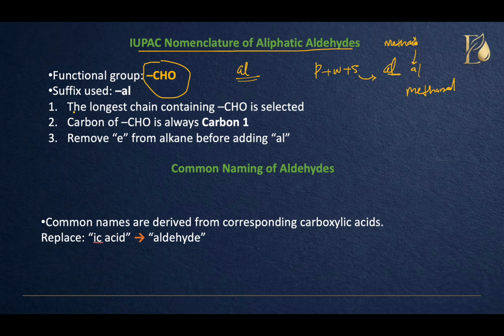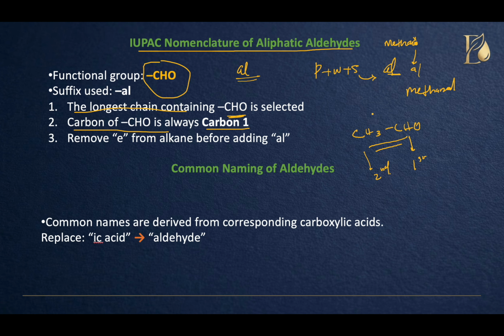The first thing that you have to do is select the longest chain containing the CHO group. That is the thing that you have to do in any type of organic compound while naming. First you have to select the parent chain. Then the second thing is that the carbon of CHO is always carbon 1. For example, we can write a simple aldehyde, CH3CHO. Here this CHO carbon atom is the first carbon atom, then this is the second carbon atom. So this is ethanal.